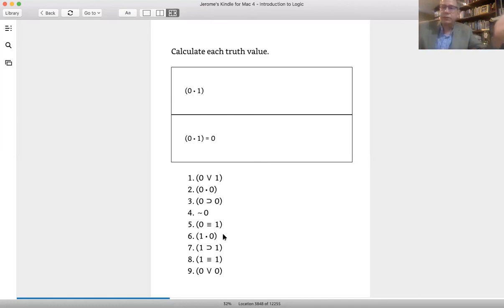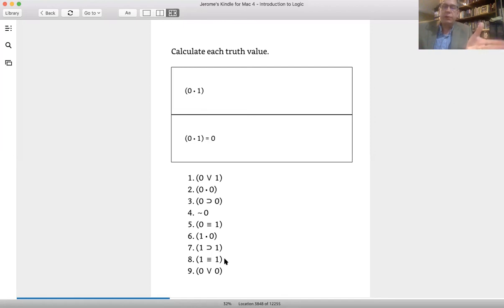6 is, you tell me. It's false, right? Both have to be true. 7 is true because the one that we're looking for is if 1, then 0. But of course, intuitively, it makes sense that if both parts are true, the whole conditional would be true. 8, compare with 5. In this case, we do have both sides true.